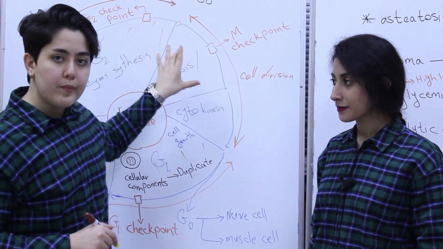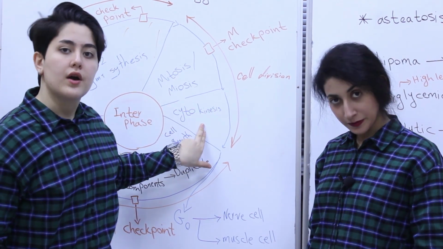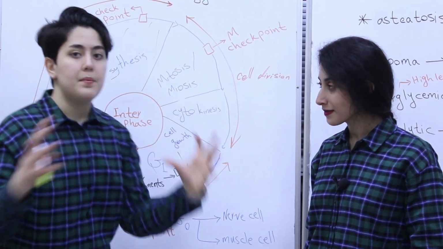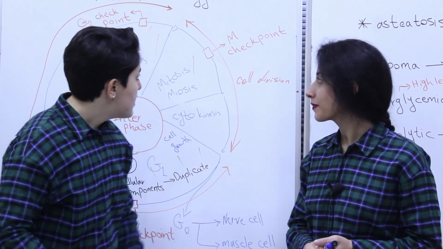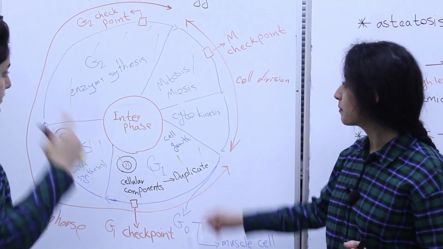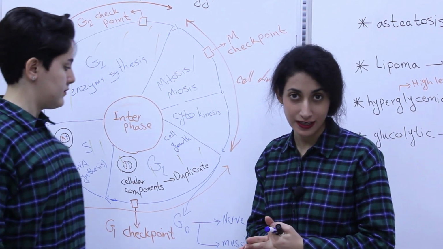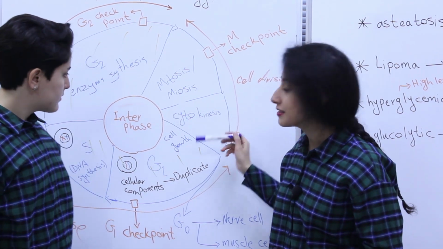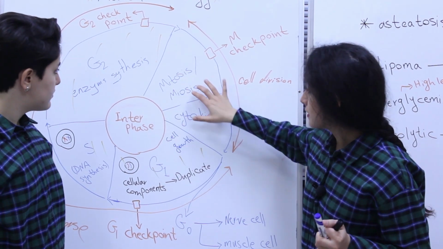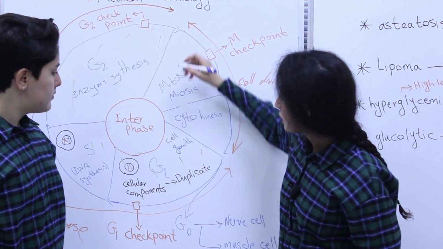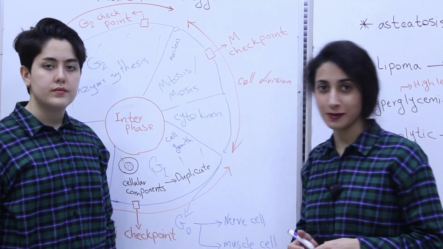I don't want to go into more detail. After that, we have cytokinesis, which is the separation of the cells. They separate from each other. Another point is that mitosis and meiosis are nucleus division, and cytokinesis is cytoplasm division. Don't mistake them for each other. Mitosis and meiosis are nucleus division, and cytokinesis is cytoplasm division.